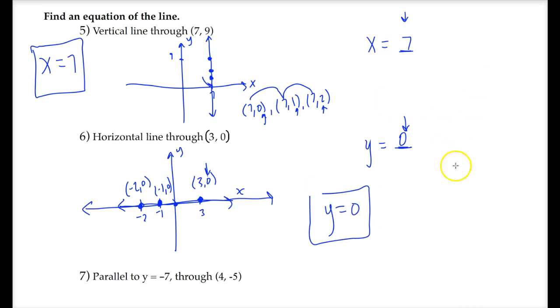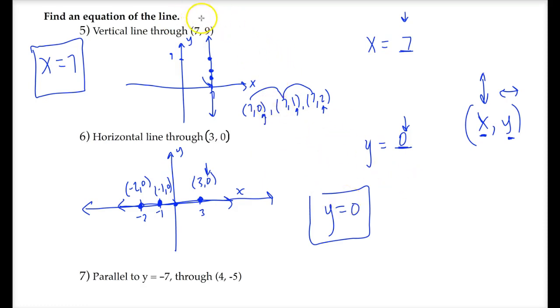In short, what I like to say whenever we deal with vertical and horizontal lines is that if you're given a point, then a vertical line is always going to be x equals whatever the x coordinate is for the point that's given, and a horizontal line will always be y equals whatever the y coordinate is for this point.